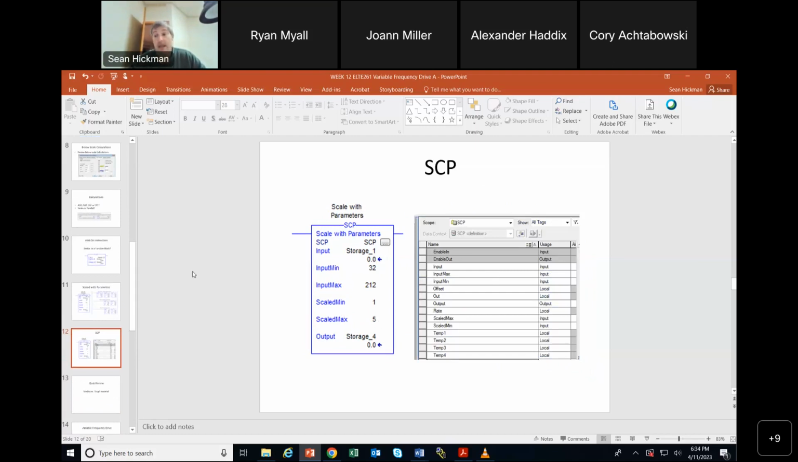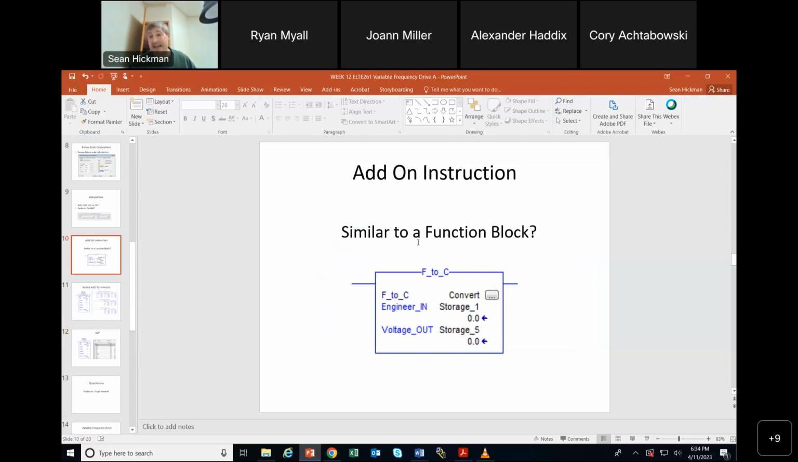So how do you feel about the add-on? It's called add-on instruction. Scale of 1 to 10, how do you feel about the add-on instruction, about creating one?